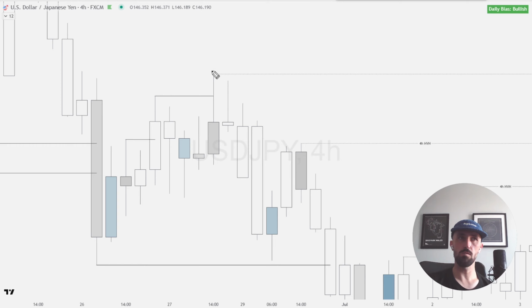Is this a pivotal high right here? Does it sit higher than the wick before it and the wick after it? Yes. Is this a pivotal low? Does this sit lower than the candle that came before it and the candle that came after it? Yes. So that is a pivotal low. It's as simple as that to be able to find the points in the market that you want to reference.